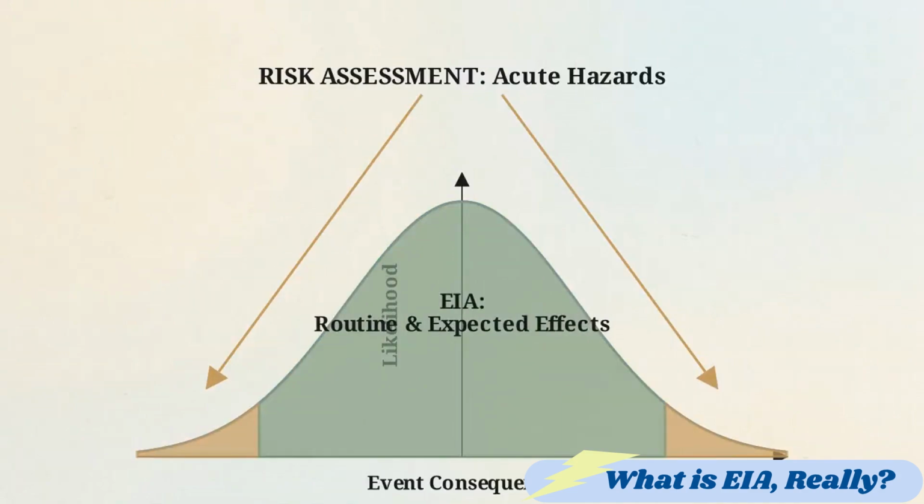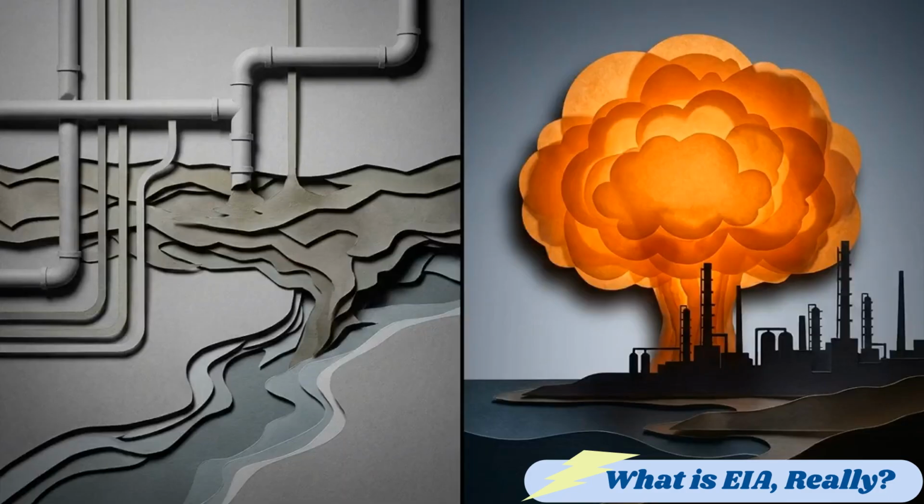It tracks the slow, highly probable variables sitting right in the center of the curve: routine emissions, daily water withdrawals, and gradual habitat loss over time. An EIA accounts for these grinding, daily realities alongside the potential for sudden, dramatic disasters.